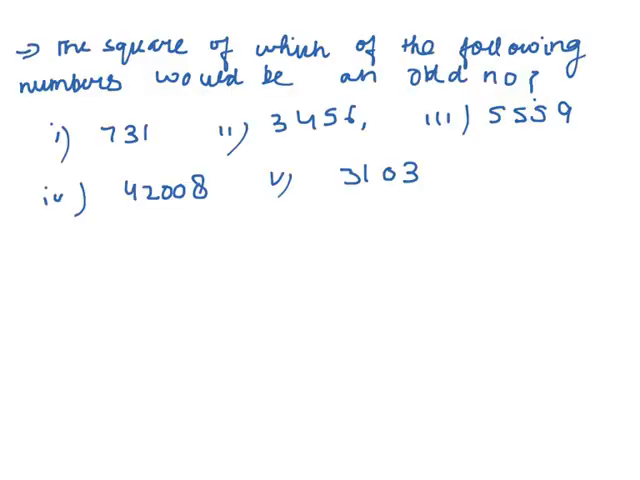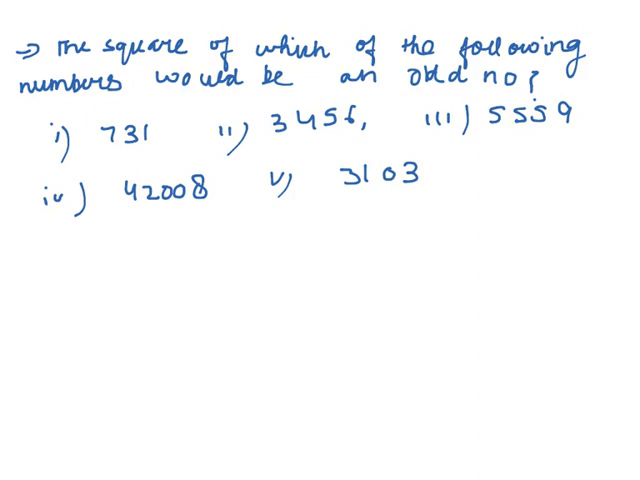Now, based on the properties that we learned till yet, I would like to take some examples so that we will have more understanding of what properties we learned till now. So, the questions will be like, we have been given certain numbers and we have to tell the square of which number would be an odd number. We learned one property today: the square of an odd number will always be an odd number.